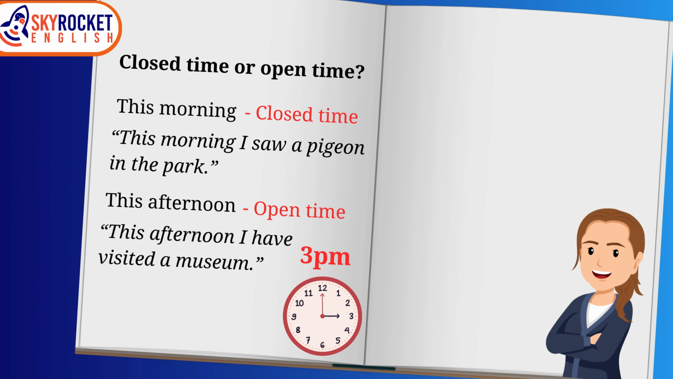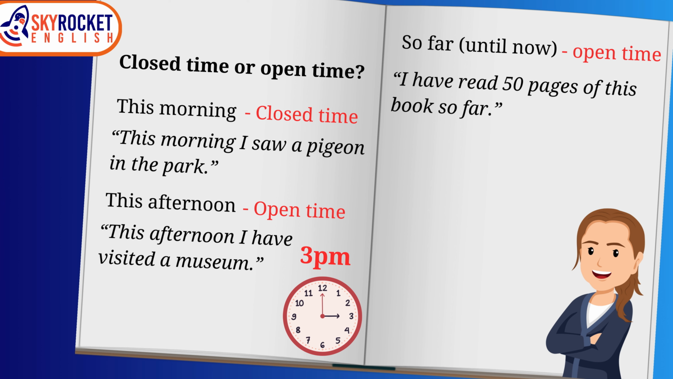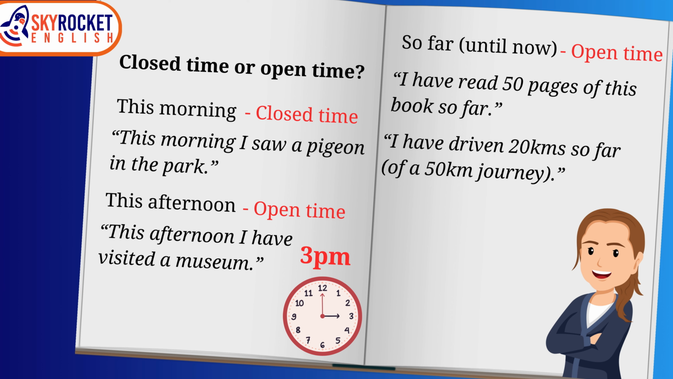Number 3. So far, which means until now. Right, so far is a continuing time, and so it is used with the present perfect. We use so far when we're in the middle of a task. For example, I have read 50 pages of this book so far, or I have driven 20 kilometers so far of a 50-kilometer journey.